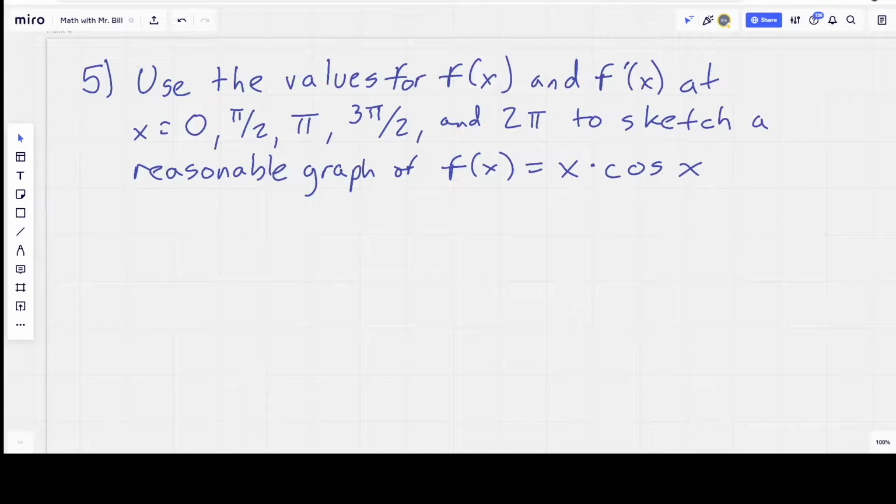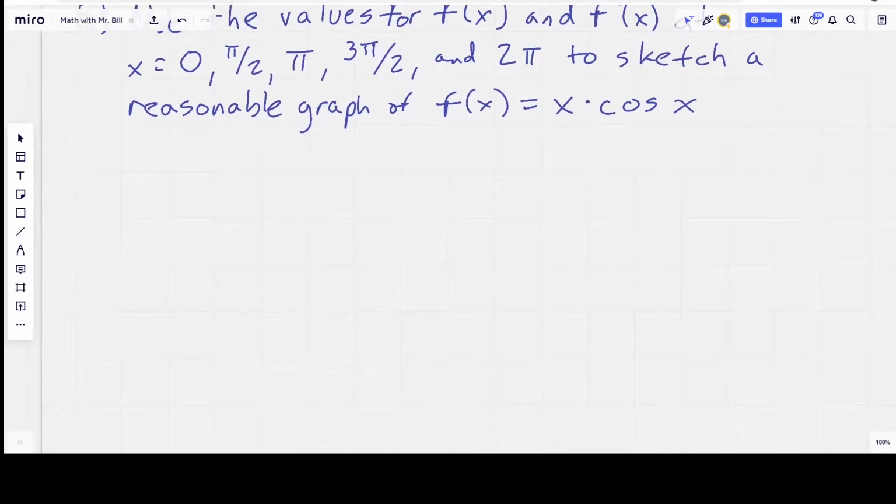On to question number 5. Use the values for f of x and f prime of x at x equals 0, pi over 2, pi, 3 pi over 2, and 2 pi to sketch a reasonable graph of f of x equals x times the cosine of x. So what we're going to be doing is coming up with a series of x and y values, so points, and then the derivative values at those points, which is going to tell us what the slope is doing at that point.